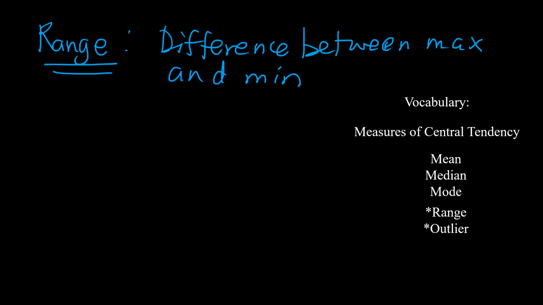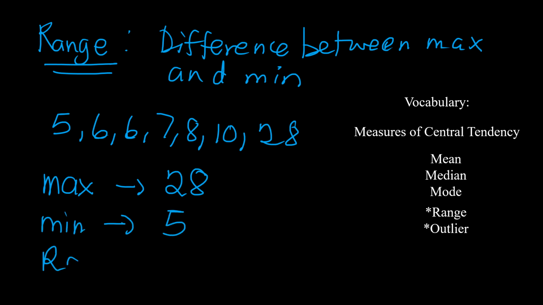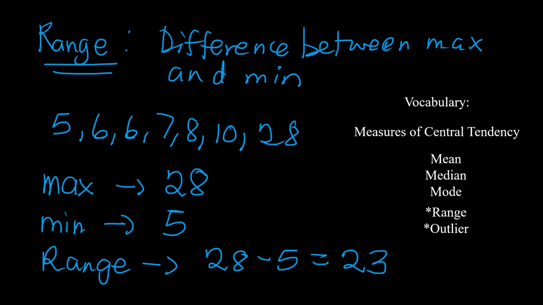So with the data set that we started with, it was 5, 2 6s, 7, 8, 10, and 28. In this case, we're going to figure out what our maximum value is, and that's 28. That's the biggest number. What's our minimum value? That's 5. And our range is just going to be the difference. We're just going to subtract them. 28 minus 5 is 23. So this kind of tells us how far apart our data points are. It goes from 5 all the way to 28. So the range is 23.